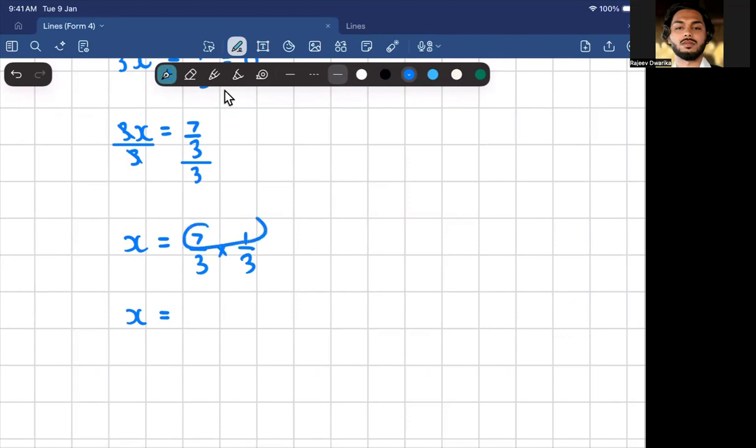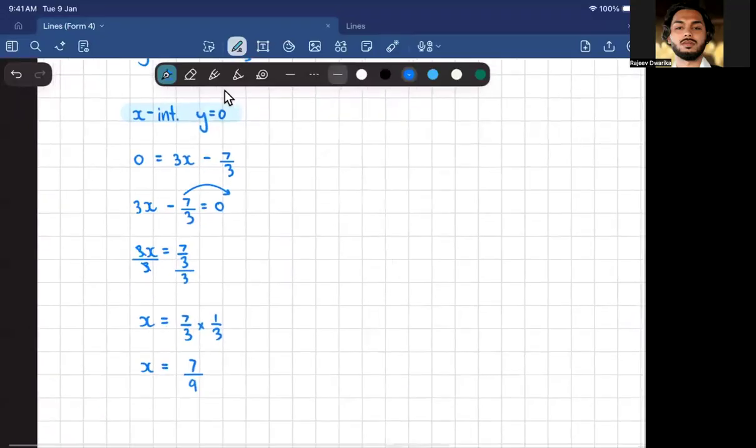So we have 7 by 1. What's 7 by 1? So we have to work this part out. We're going to multiply the numerator by the numerator and the denominator by the denominator, right? So 7 by 1 is 7, and then 3 by 3 is 9. So x is equal to 7/9.